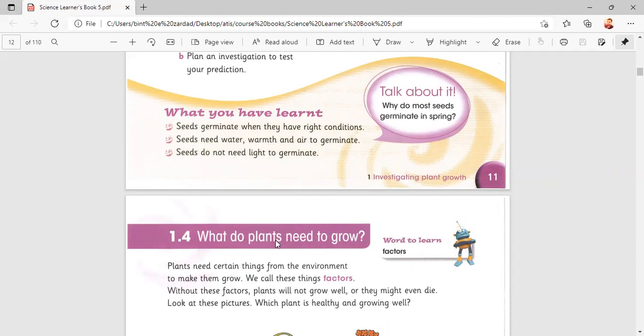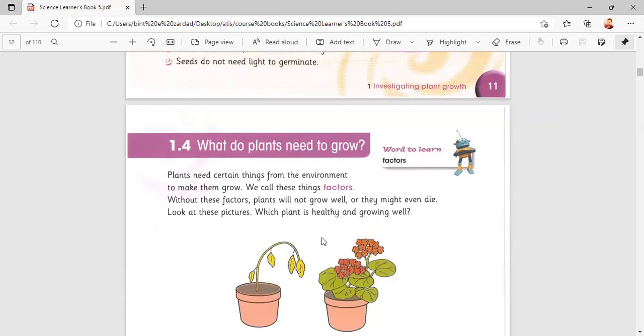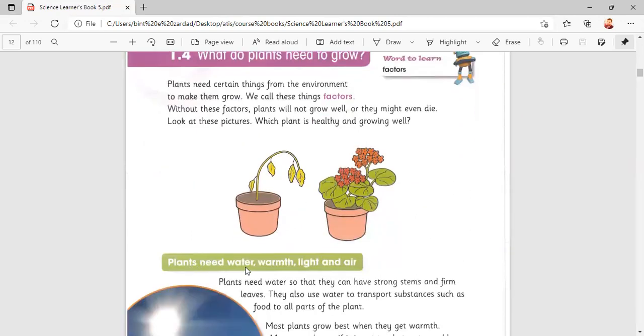So what do plants need to grow? Plants need water, a warm place, light and air. So plants need four factors for growing well. Plants need water, a warm place, light and air. Plants need these four factors.